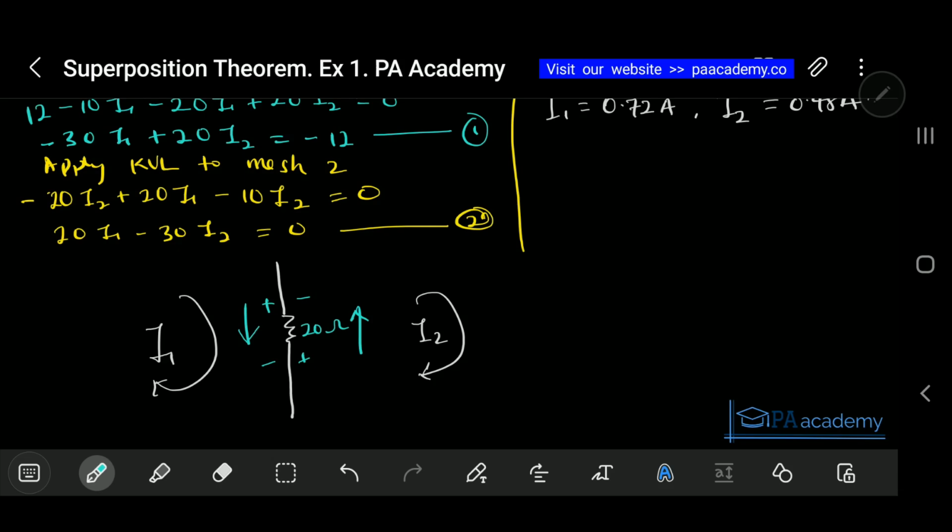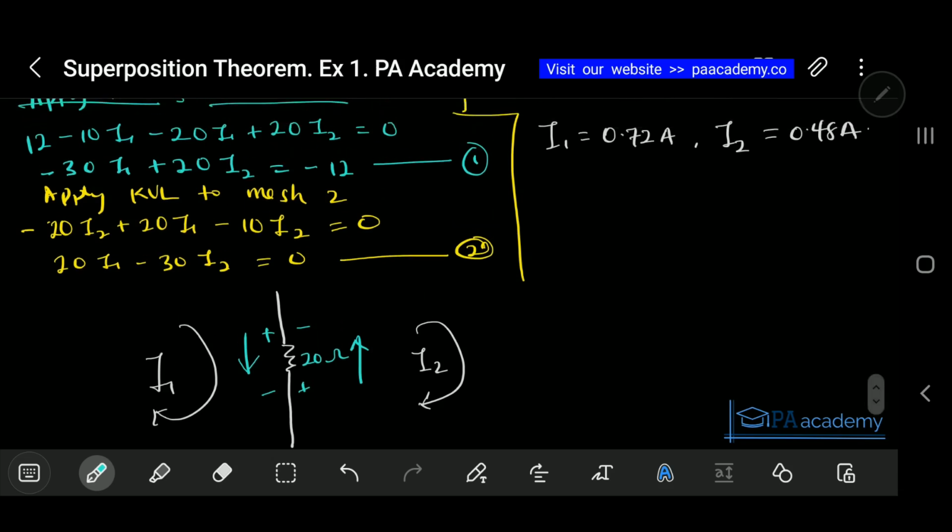Are we good? All right, now that we've gotten our I1 and I2, how do we get the current, because there are two currents flowing through the 20 ohm resistor? How do we get the equivalent? Again, I'm going to say the higher value minus the lower value. If you check what we have here, you can see that our I1 is higher than our I2.